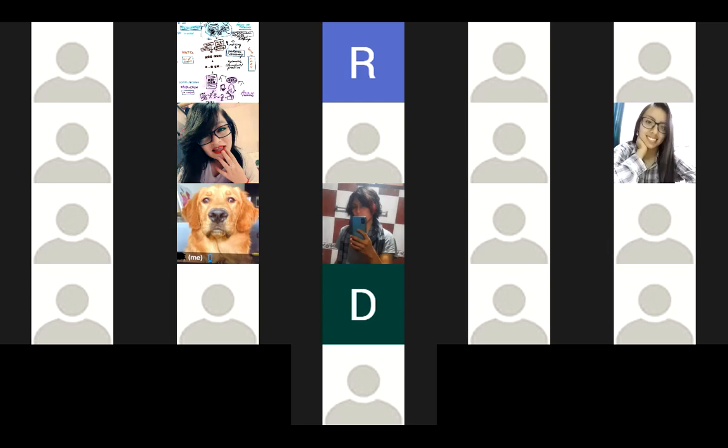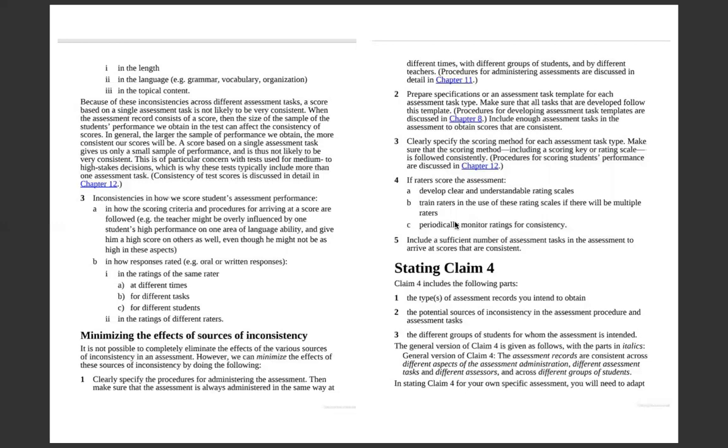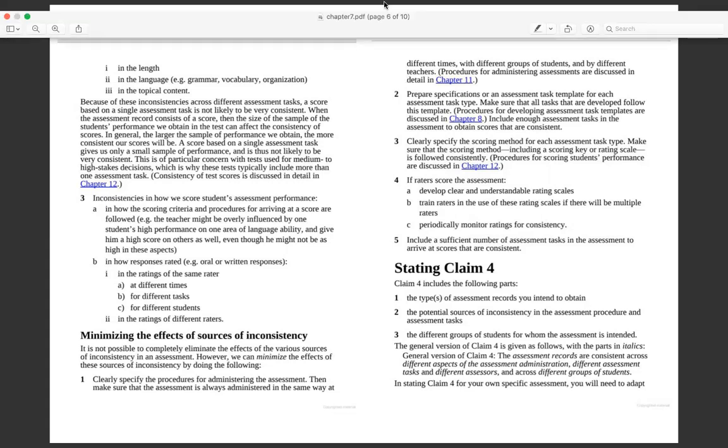So what we have here is an example of a stating claim for. First, maybe you need to look at the three components of the claim. One is the type of assessment records that you need to obtain. Second, the potential sources of inconsistency. You always have to do that part in the assessment procedure and assessment tasks. And three, the different groups of students for whom the assessment is intended.